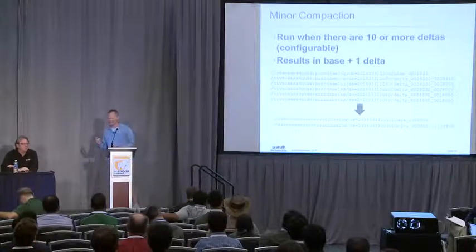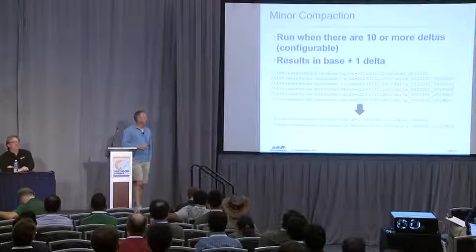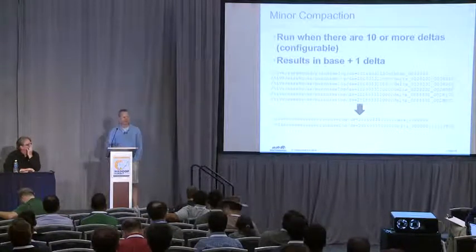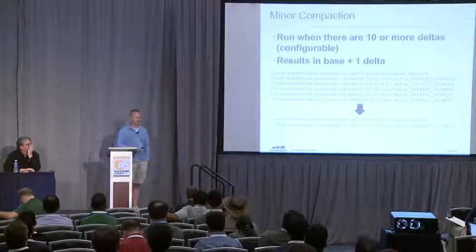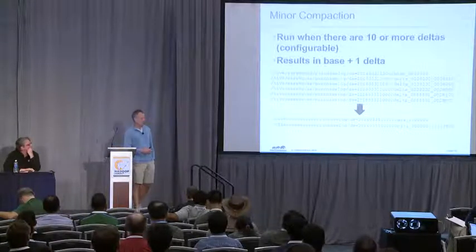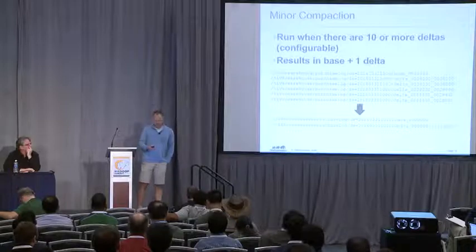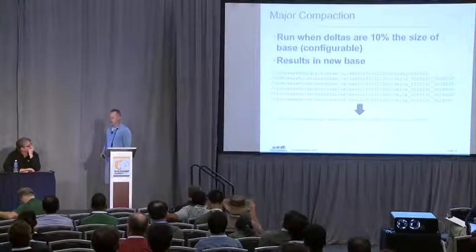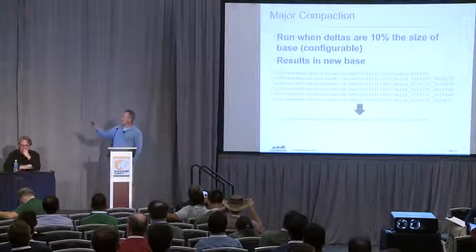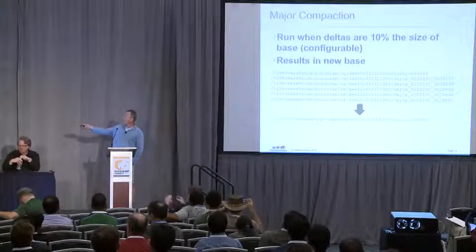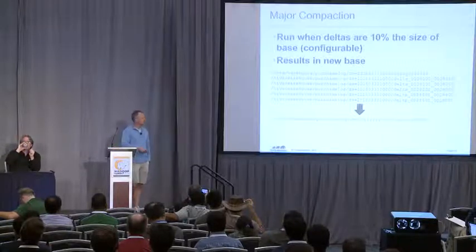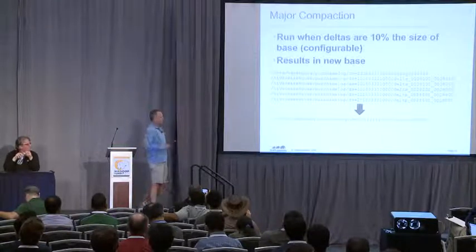This is something we'll be working through as we get more testing out there. That default may change, but it's configurable. So if you're using it and you find 10 doesn't happen to be a good number for you, it's easy to change. Major compaction looks similar, except that at the end of this base and all these deltas, now you have a new base file with a new transaction ID that you see here, and all the deltas are gone.